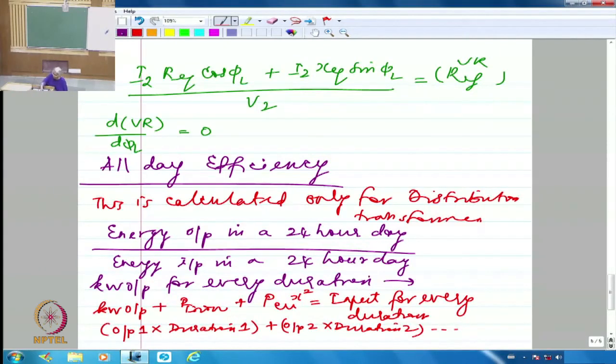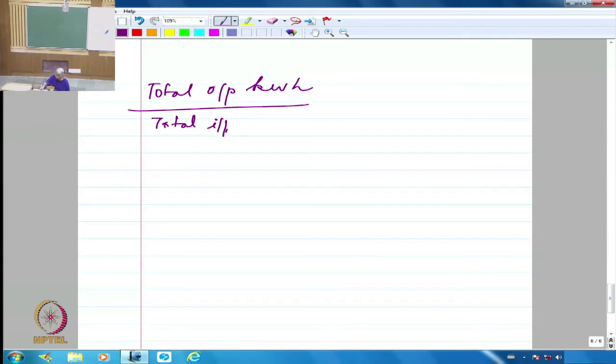This will be the total output kilowatt hour, right? So, I will have to have total output kilowatt hour divided by total input kilowatt hour. This is what is all day efficiency, right?